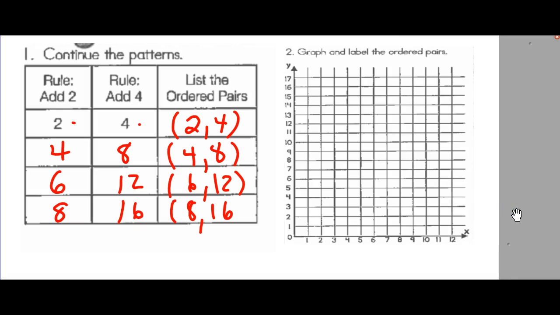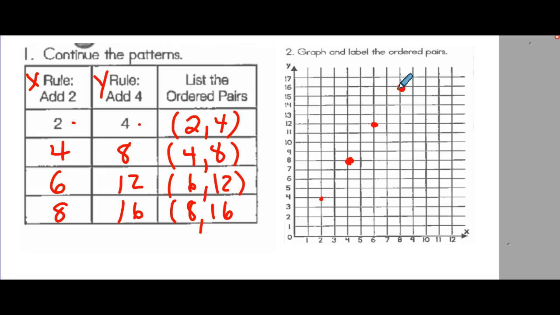Okay, now we graph it. Using our knowledge of graphing and ordered pairs, this is going to be X, this is going to be Y. So we start with 2, 4. At 2, 4, we're going to graph a point. At 4, 8, we're going to graph a point. Sorry, my stylus isn't working. At 6, 12, we're going to graph another point. And then at 8, 16, we are going to graph a point.